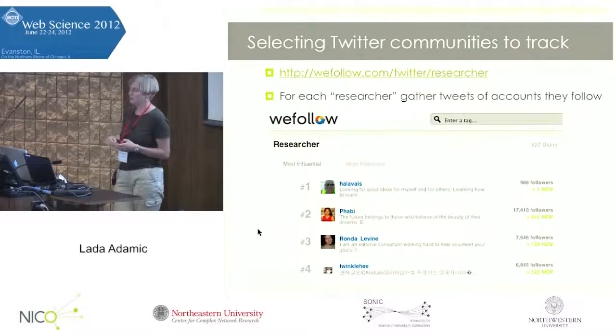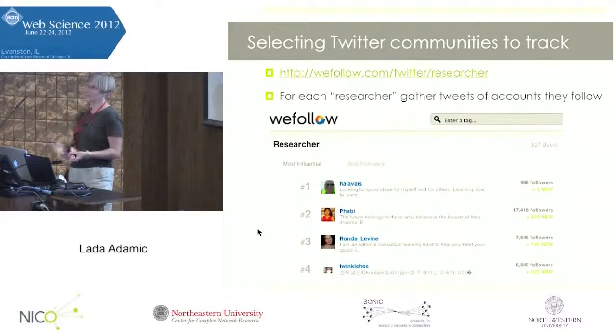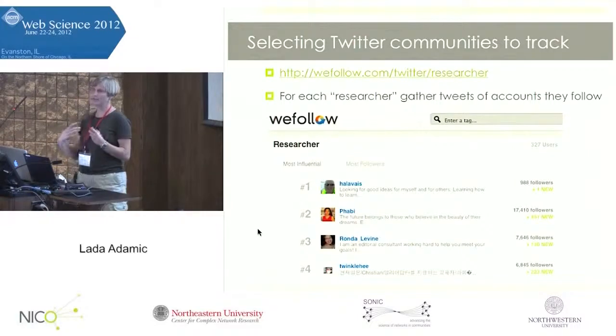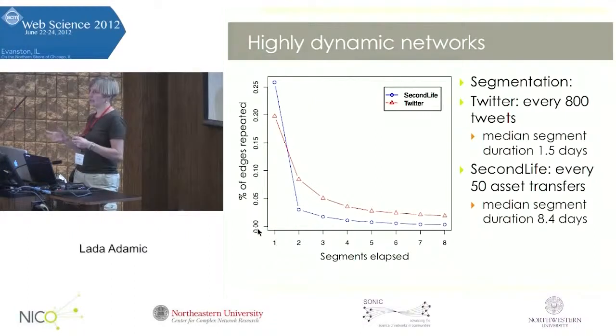The sample we chose was really one of convenience. Liling Gong, she found this list of researchers who are on Twitter. We then collected all of the accounts that those accounts followed, and she ran a community finding algorithm to find communities within those lists. We then took all of the tweets, all of the asset transfers, and we segmented them. So for Twitter, we segmented by every 800 tweets, and the median segment duration was a day and a half. In Secondlife, we segmented by every 50 asset transfers, and that was a little bit over a week, typically on average.